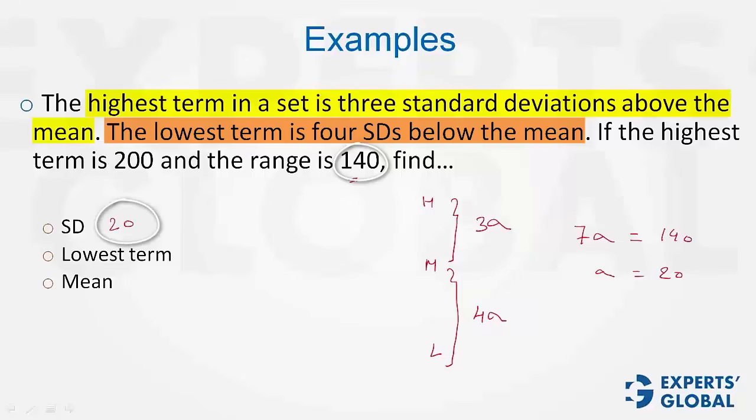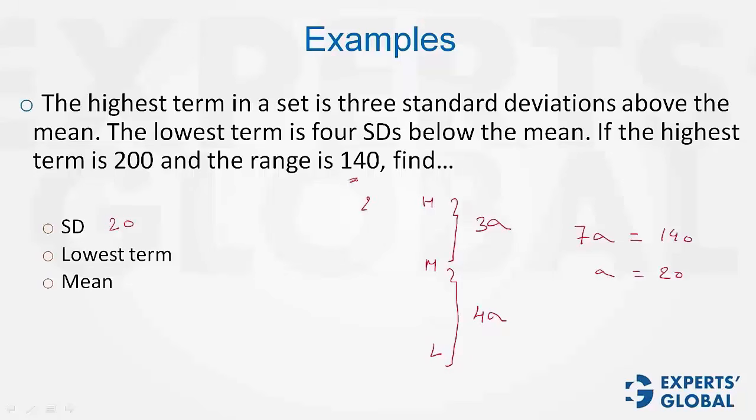That's the first answer. Now it says that the highest term is 200. If 200 is the highest term, 140 is the range. Lowest term becomes 200 minus 140 equals 60. And this gap is 3 sigma. Sigma is 20. So this has to be 200 minus 60 equals 140, or 60 plus 4 sigma equals 60 plus 80. It is 140 either way. So the lowest term is 60, and the mean is 140. These are the answers.